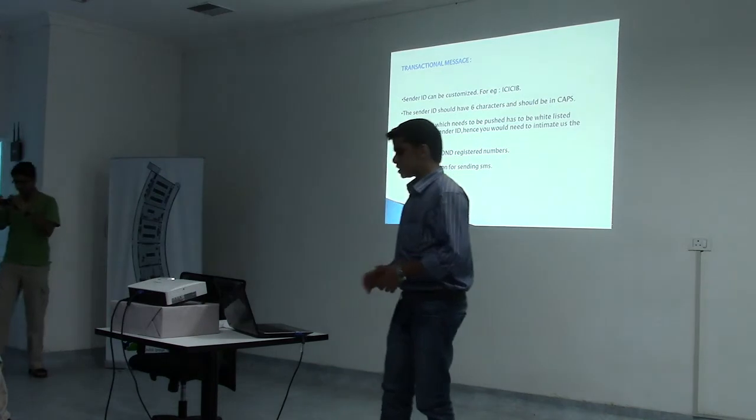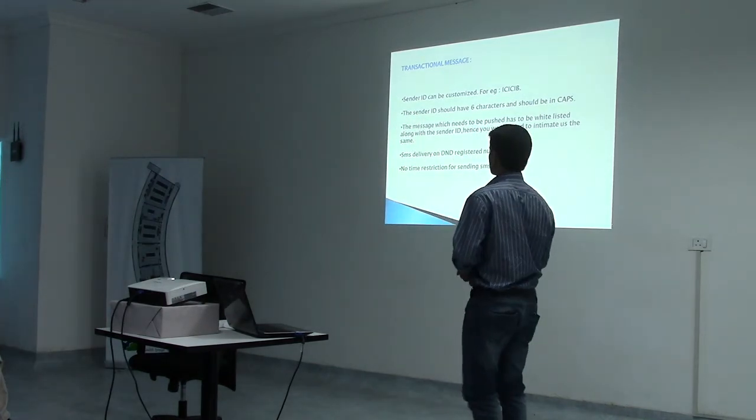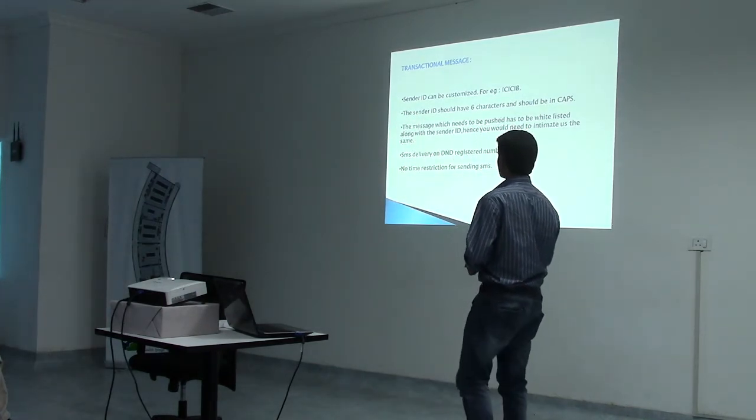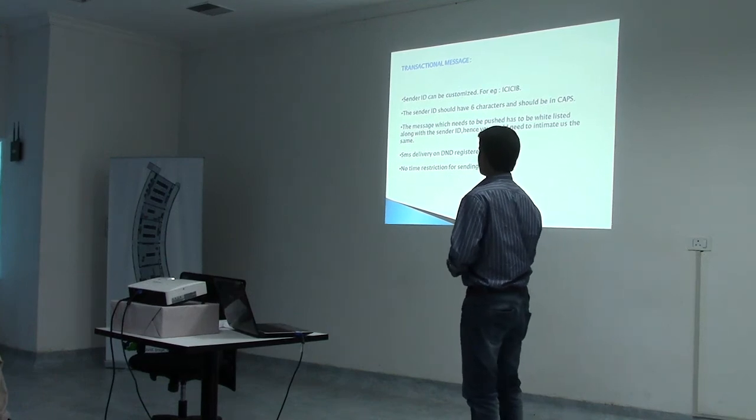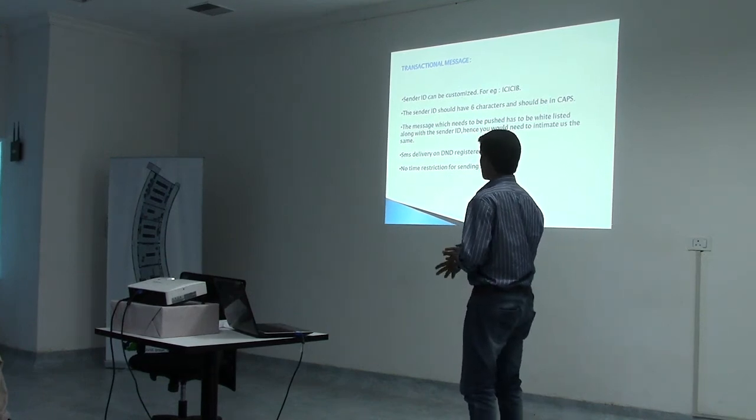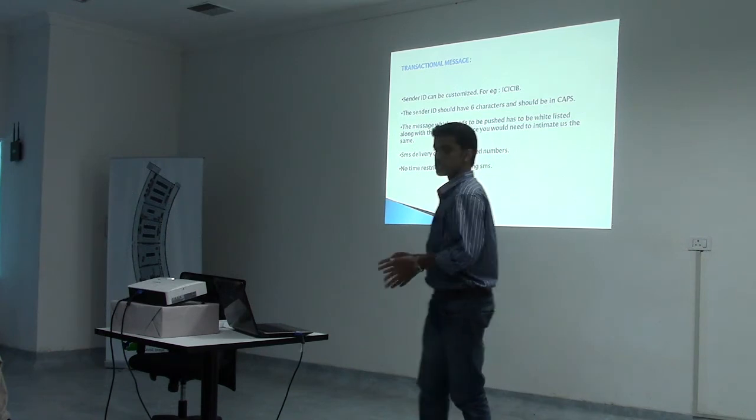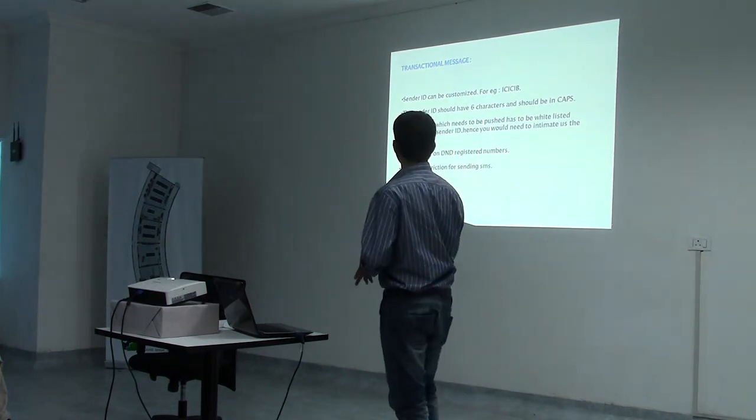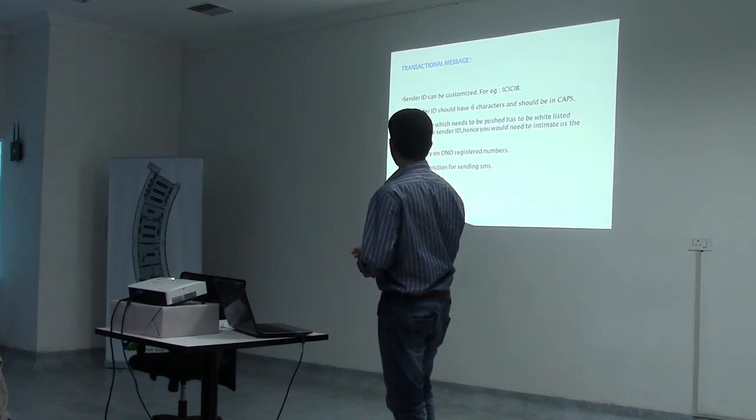And the other one is called the transactional messages, which of course every one of you might be familiar with. Once you swipe your credit card or something, you will be getting a message with the sender ID TDICICIB. TD means Tata Delhi and ICICI is the sender ID, which should be purely 6 characters and should be alphabetical and should be in caps.